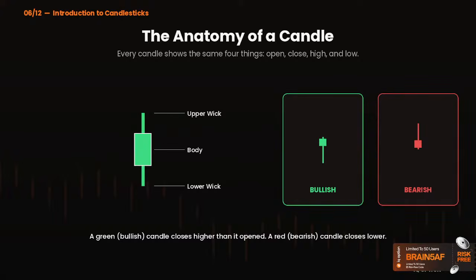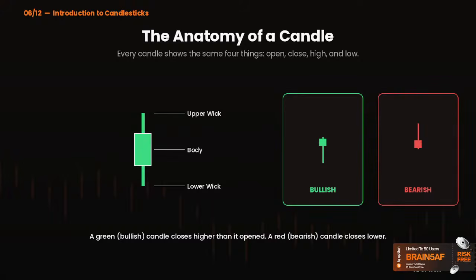They are called wicks, or sometimes shadows, but they are mostly called wicks. The upper wick shows you the highest price that the price reached, and the lower wick shows you the lowest point the price actually reached.